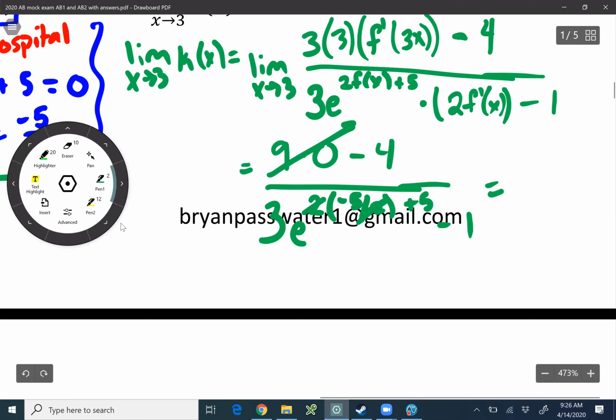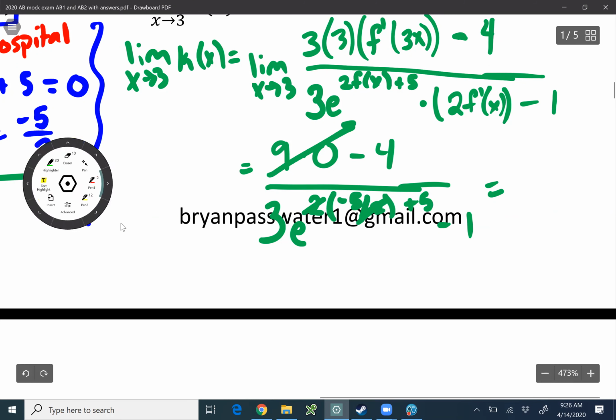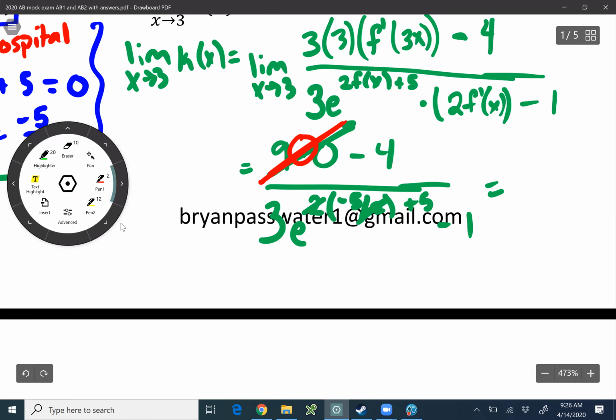All right, let's use another color. So that went to 0. So on the top, we get negative 4. And on the bottom, this whole thing, 2e to the negative 5 halves plus 5, that whole thing went to 0. So it's like e to the 0, which is 1. So this is 3 times e to the 0 is 1. So 3 minus 1 is 2.